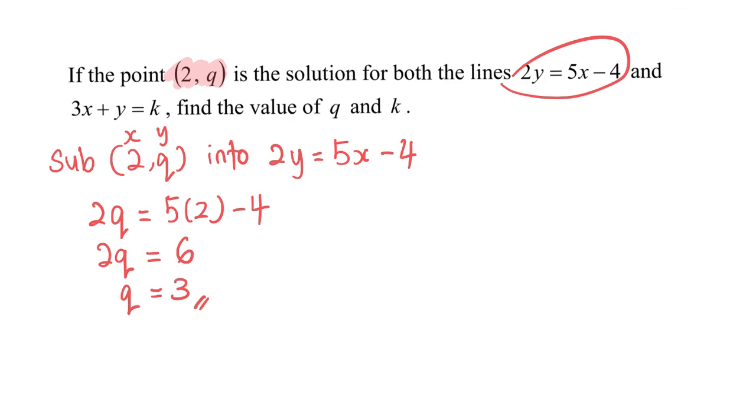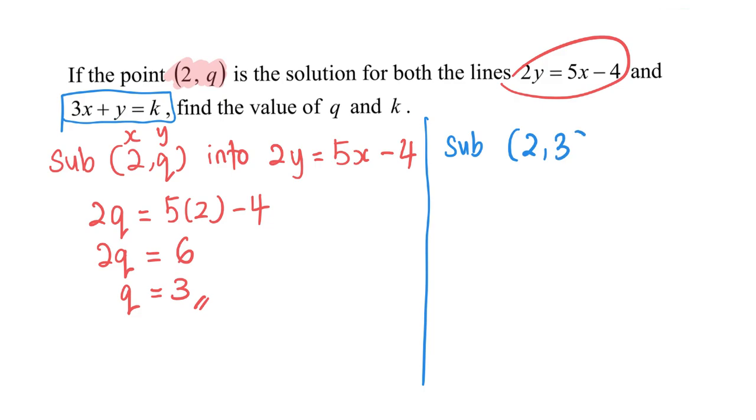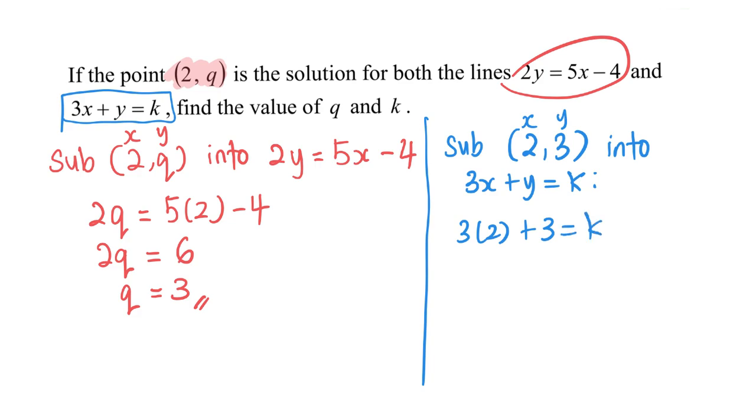Now I'm going to try and substitute the same into here. But now I know that the value of q is 3. I'm going to do that now into 3x plus y equals k and see what happens. So this is my x, this is my y. 3 times 2 plus 3 equals k. Oh, I got my answer. Therefore, k is equal to 9.